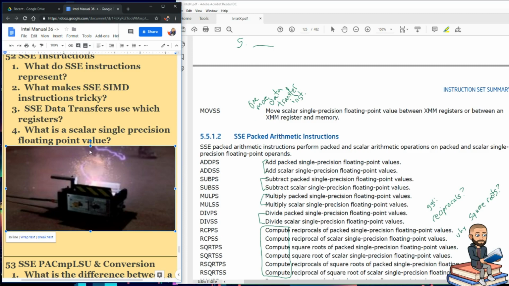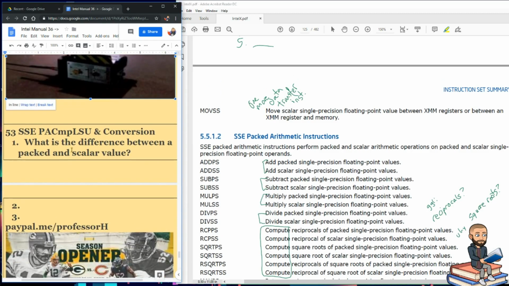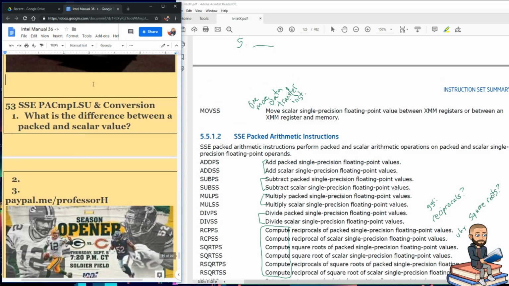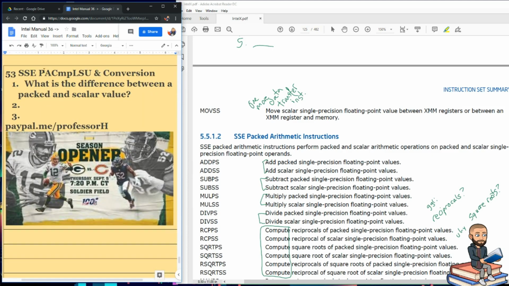I missed the opportunity to put a really cool picture in the last video, so I wanted to start this video with that. So what should I call this video? I am not sure. We're going to go over so many instructions that I came up with this idea. Since many of the instructions have to do with packed bytes, I thought of the Green Bay Packers. We'll call this video PACcmpLSU. LSU is another reference to football there.